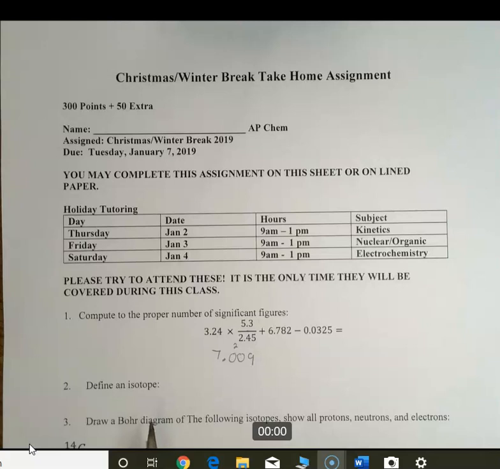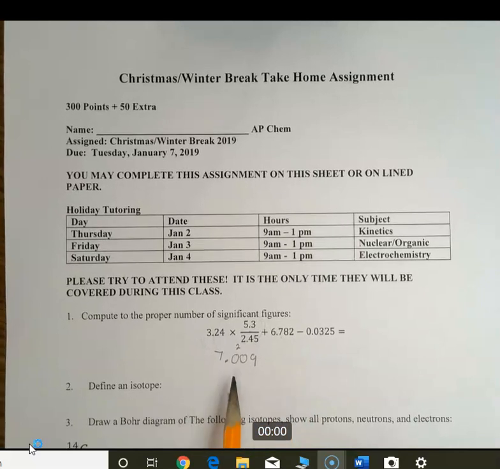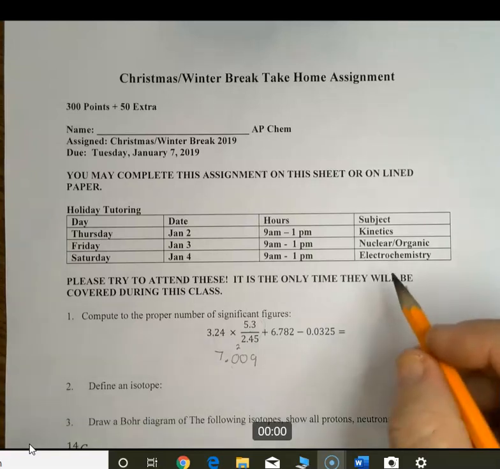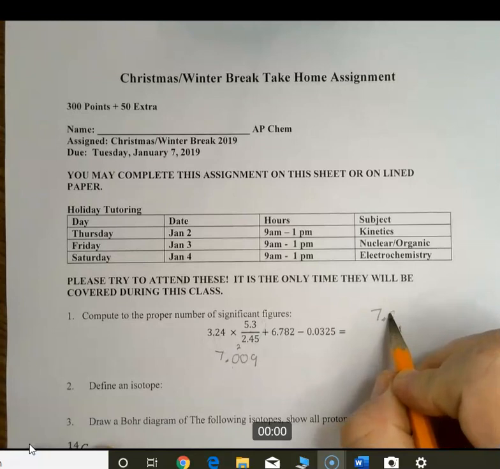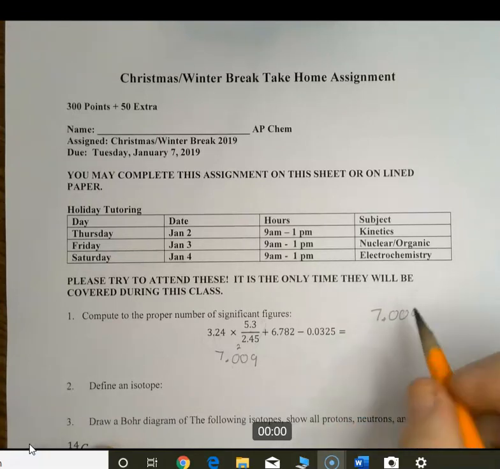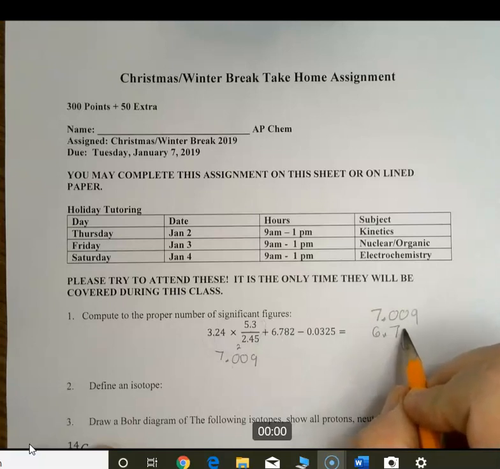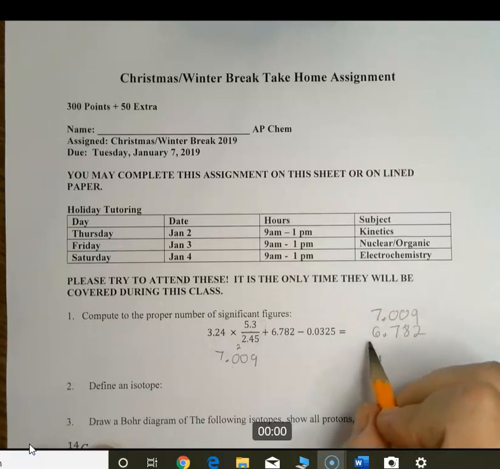All right, now you have just all of this added to this, subtracted from this. That just goes straight from left to right. So we're going to take this number, 7.009, and that should be plus 6.782. And then, let's go ahead and add that.